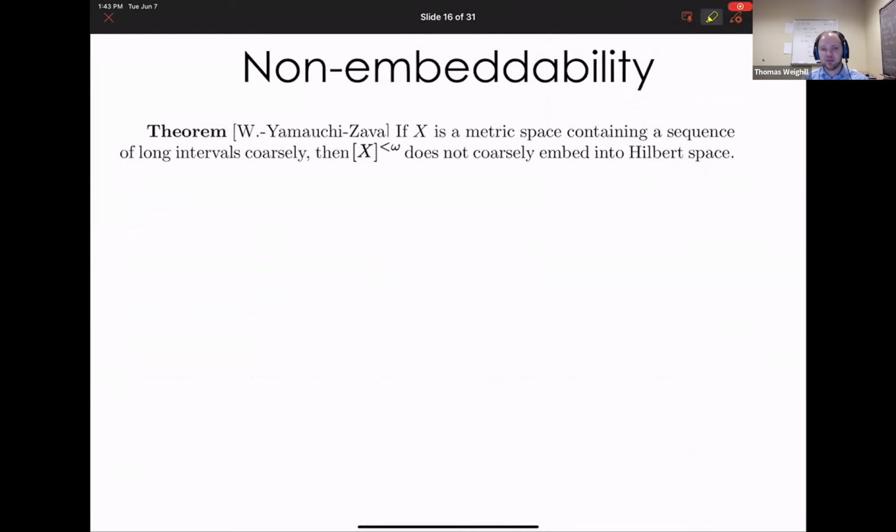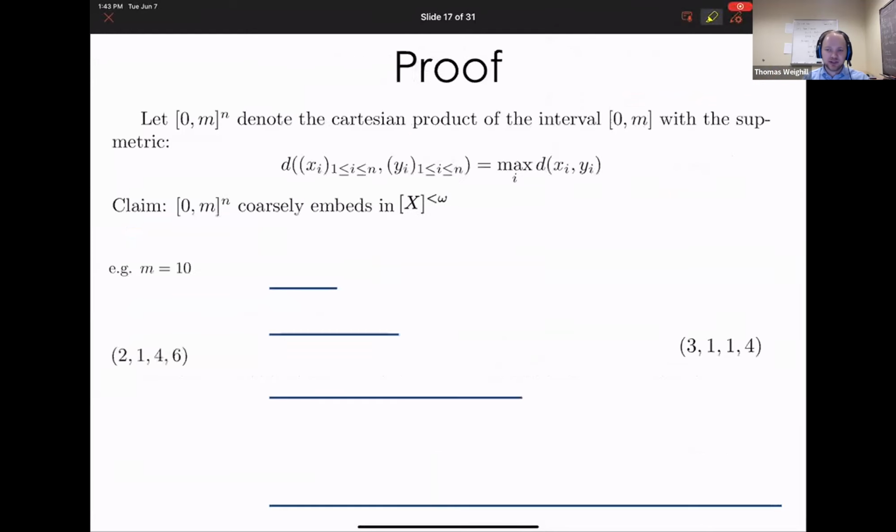So how does our non-embeddability work? I'll say a little bit about the proof, because the proof's actually really, really nice and easy. And it sort of has connections to other ways people have proved similar, analogous results. The basic idea is to take this Cartesian product here, for whatever values of n and m you like, of intervals with the sup metric and to try and embed it. And it's kind of a fun thing to show by example.